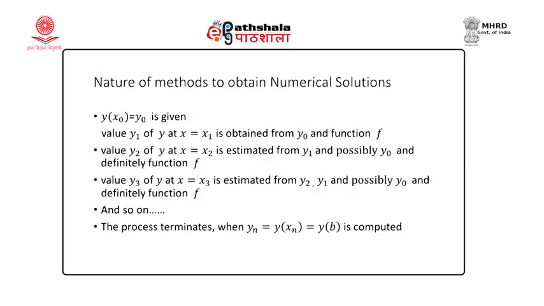So, the method is: y at x 0 equal to y 0 is given, and we get the value of y at x 1, that is y 1, from the value of y at the point x 0, that is y 0, and the function f. Then y 2, the value of y at x equal to x 2, is estimated from the value of y at x 1, y 1, and possibly y 0, depending upon whether we are using a single step formula or a multi step formula, and definitely we will need estimates of the values of f, and this is how the process goes on.